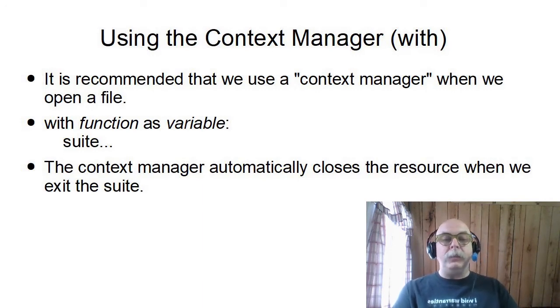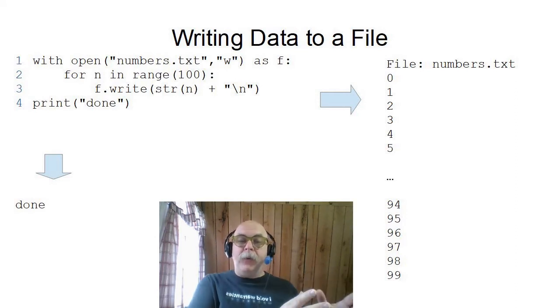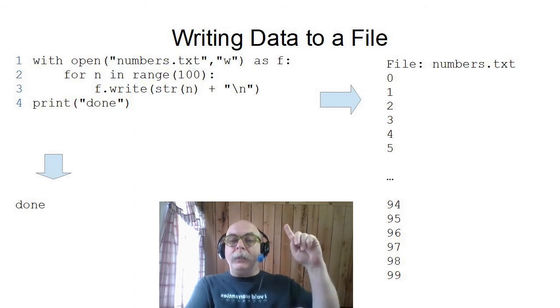So we're going to use the with statement to context manage. Let's look at our first Python program that works with files. This program is going to write the numbers 0 to 99 to a file, with each number on its own line. Let's look at the code.